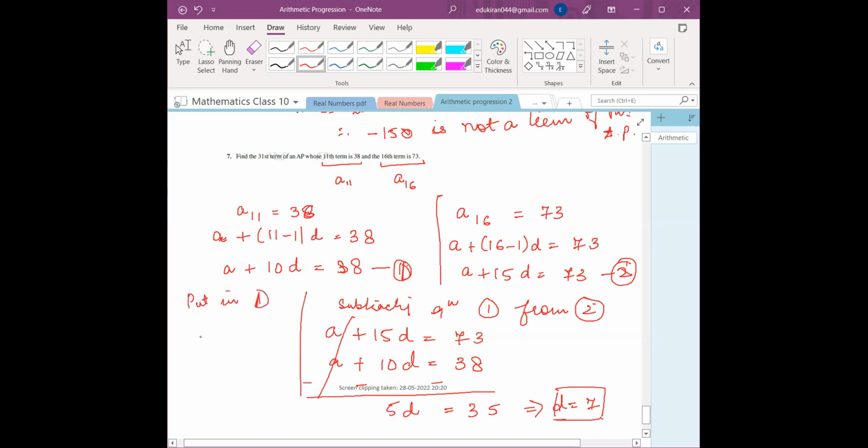Put in 1, right? So A plus 10 into 7 is equal to 38. So A is equal to 38 minus 70. So A is how much? 10 minus 8 is 2. Then you have 6 minus 3, 32, minus of 32. So you know A, you know D. You can find the 31st term, right?